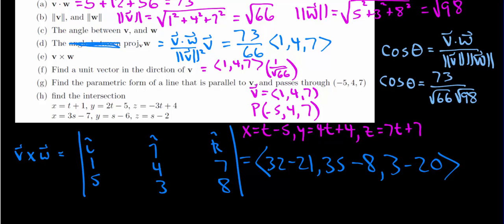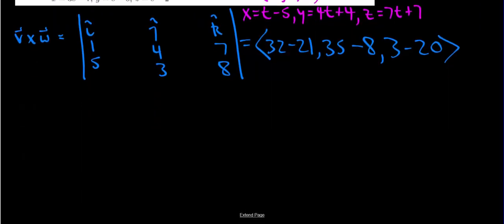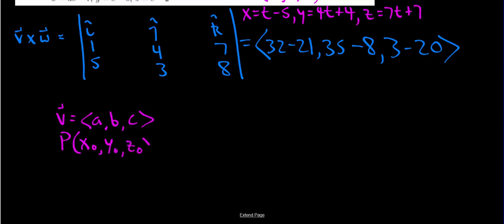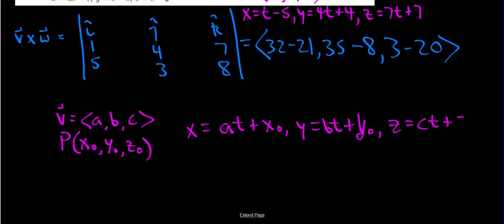I regret having so many numbers that are similar. So let's just look at this. If we have a vector a, b, c, and we have a point x naught, y naught, z naught, we get x is equal to at plus x naught, y is equal to bt plus y naught, and then z is equal to ct plus z naught. That's how that works. That's the form of a line that we're looking for, just to be clear, because I had so many numbers the same.